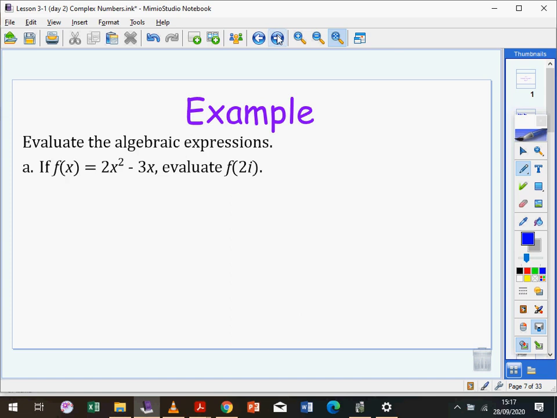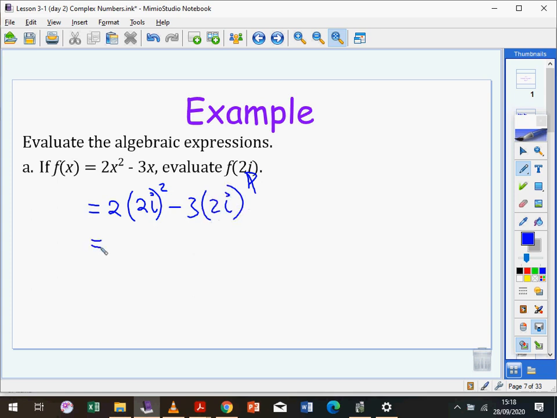We can evaluate complex functions just like we can evaluate real functions. This is a function that's 2x squared minus 3x, and if my input is a complex number, 2i, then I can evaluate that function by substituting for that input. So in place of x, I'll put 2 times 2i squared minus 3 times 2i.